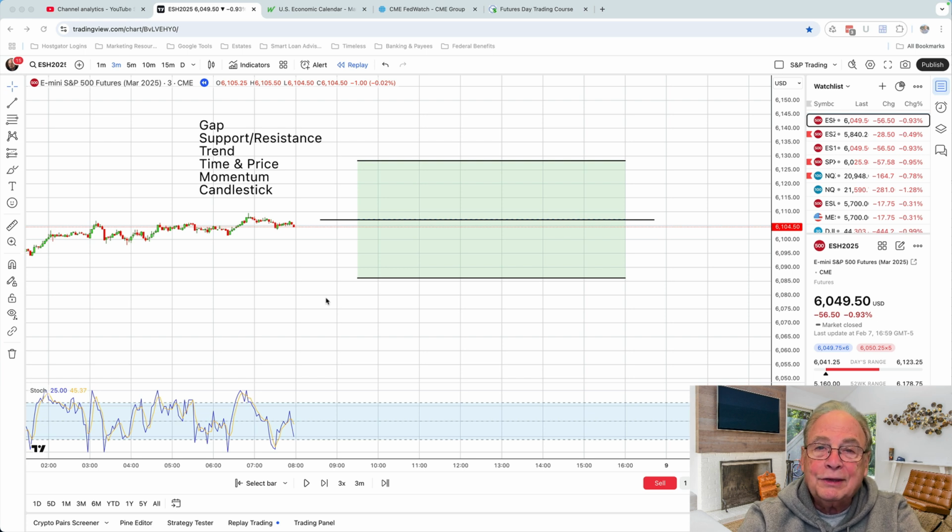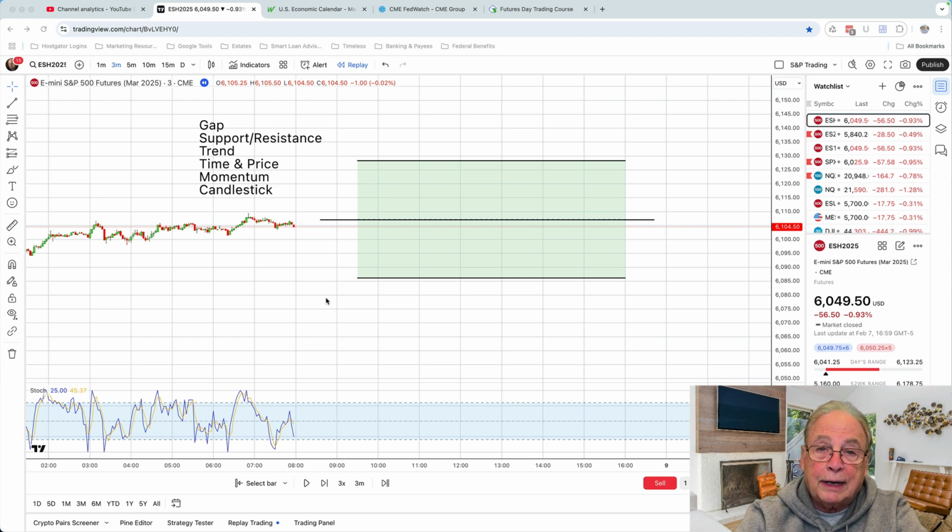Now, there are only 6 trade setups that I teach in my course because there are only 6 trade setups. What's a trade setup? A trade setup is something that gives you an indication of where the market is likely to go. And these 6 trade setups, you see them on my screen: gap, support and resistance, trend, time and price, momentum, and candlestick. GST-TMC for short. Very simple.